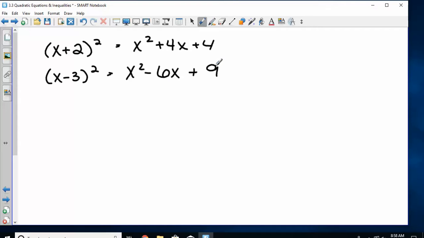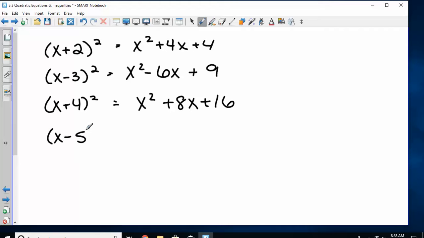Okay, if I gave you (x + 4) squared, what's that turn into? Okay, if I gave you (x - 5) squared, what does that turn into? Okay, so let's talk about the patterns here.